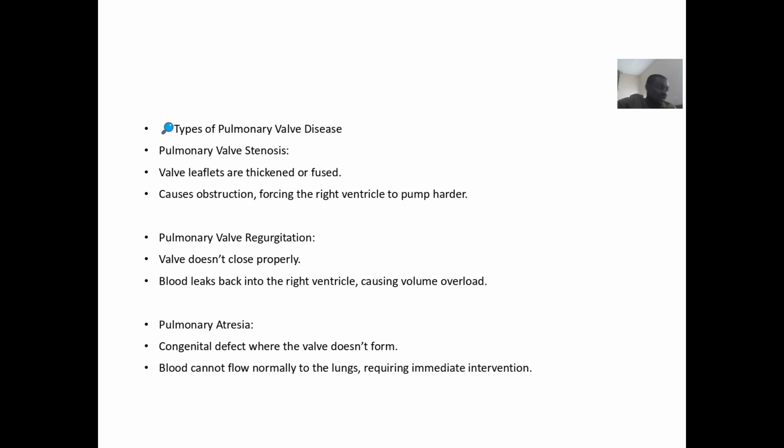You have to be wary as you are supposed to be at all times. So if blood that is supposed to be in the lungs is not in the lungs but in the right ventricle, and more blood is coming from the right atrium to add up, that is volume overload. This could actually cause right ventricular hypertrophy. So you see the way you can work these things out. Then we have pulmonary atresia. That is a congenital defect where the valve is not forming well. You understand? So blood cannot flow normally to the lungs.